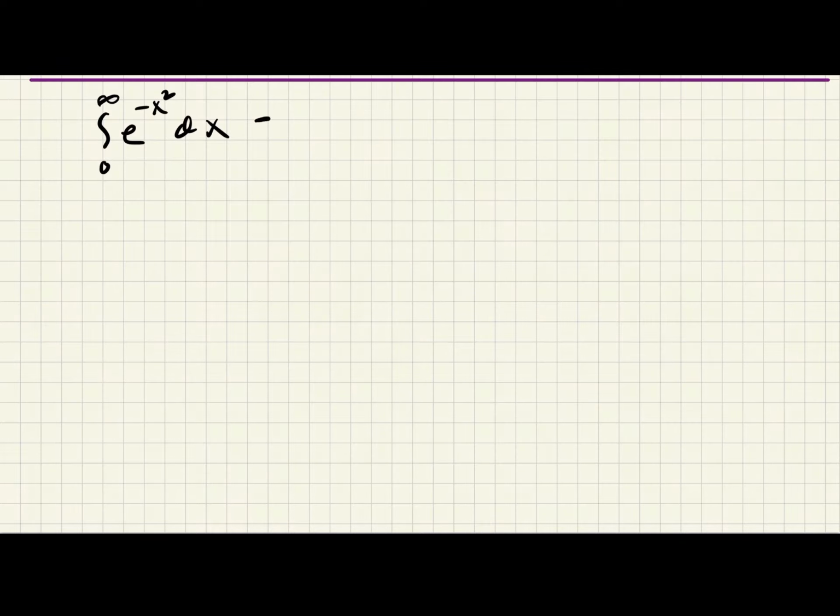Well, let's look at the thing. Let's do a little bit more thinking about this here. What if I was to break this up into bits and go from 0 to 1, e to the minus x squared dx, plus the integral from 1 to infinity of e to the minus x squared dx. What if I broke this up into pieces?